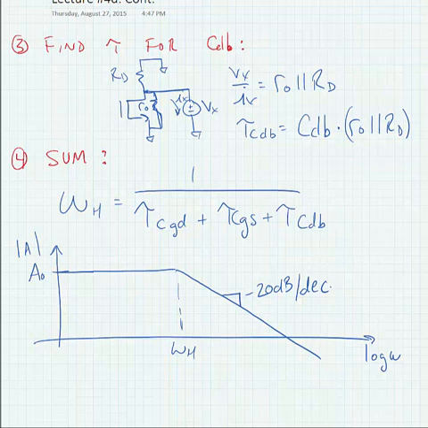Okay. It was a bit of a tedious exercise to do this, especially with the calculation for CGD. We're going to show a method now of how to reduce that using the Miller theorem. And we'll do that in the next set of lectures.